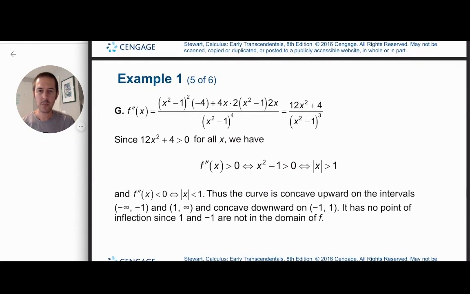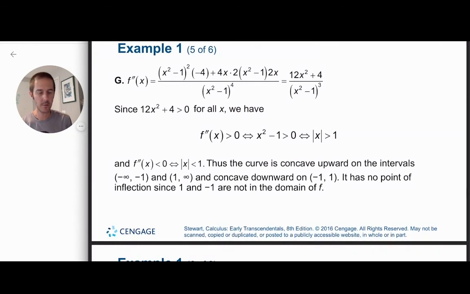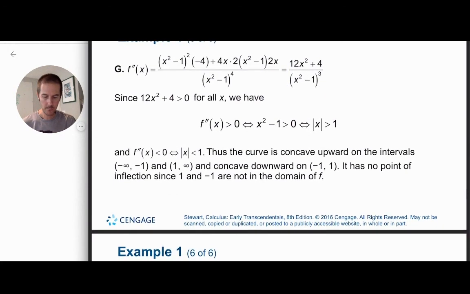And on the next slide, we're taking the second derivative. The author has done that for us and simplified. And here, we notice that our numerator is going to be greater than 0 for all x, because 12 is positive. X squared is guaranteed to be positive. We're adding a positive number. Positive times positive plus positive. I think we're looking at greater than 0. The denominator, however, being cubed, could be positive or negative.